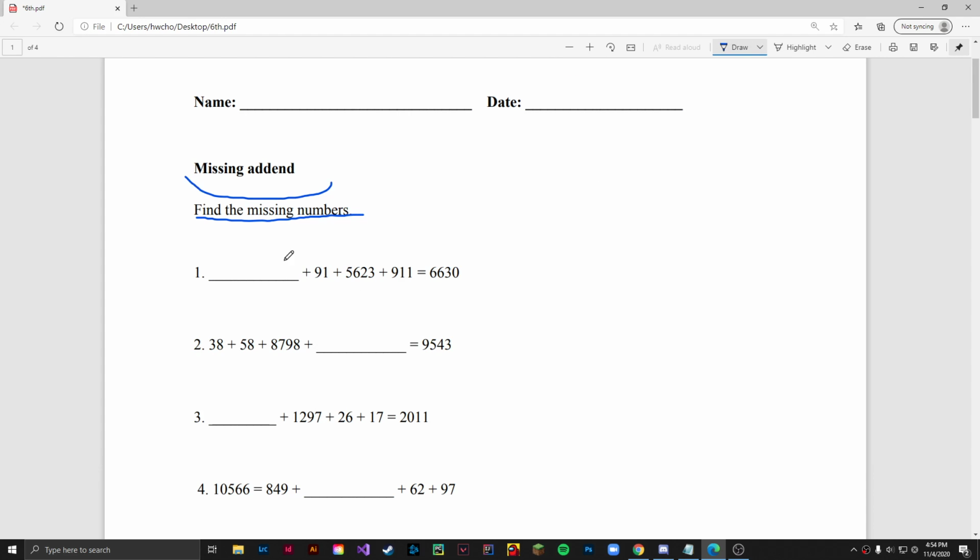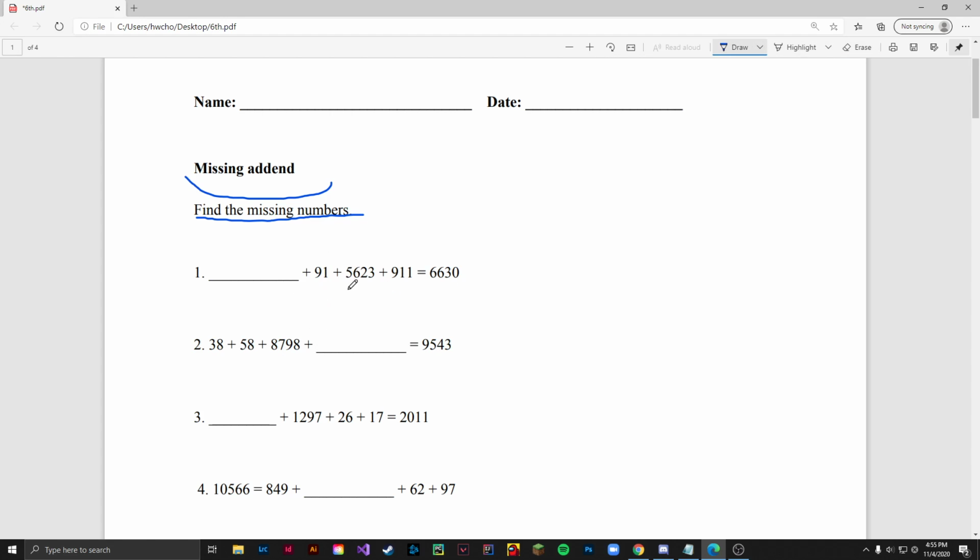So this number plus 911 plus 5,623 equals 6630. The strategy in solving here is to subtract all three of these, and then we get an equal sign, because once you subtract 911, this gets cancelled, but you have to do it to the other side. And that's our general plan on how we're going to be taking this. So let's actually do it.